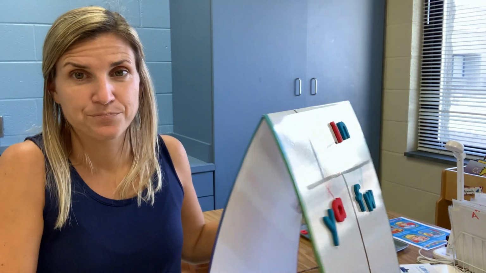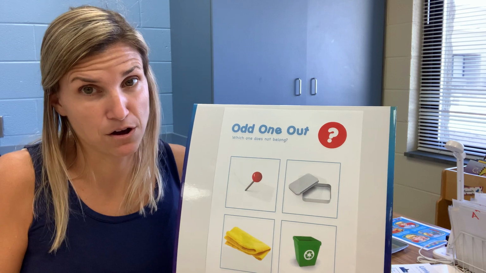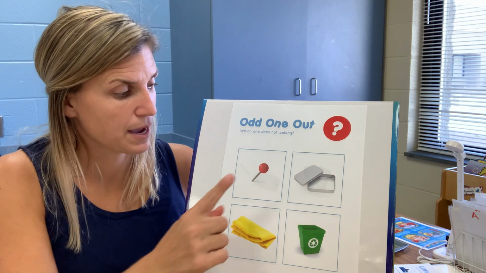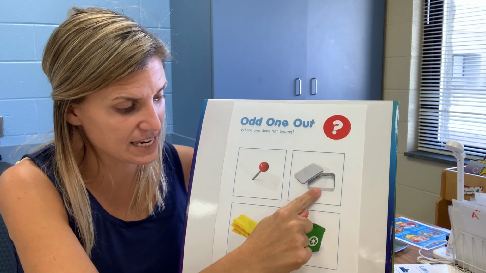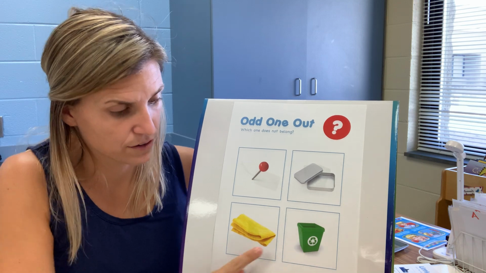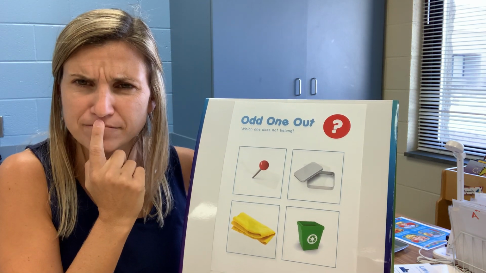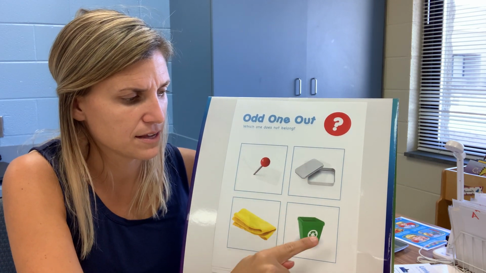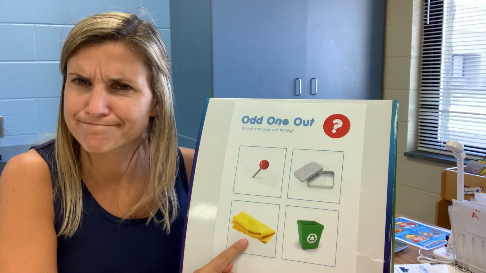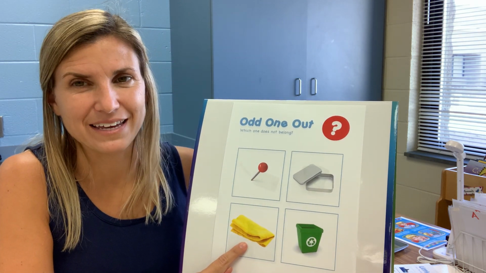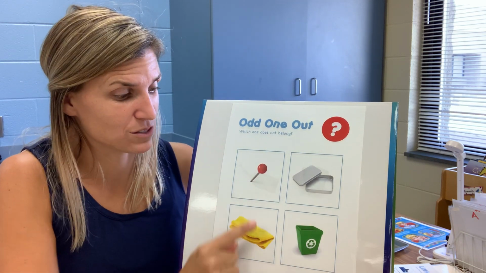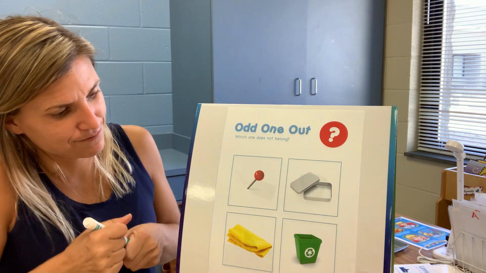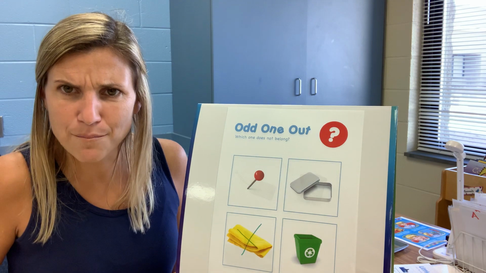Now let's take a peek. One of these does not belong. Let's listen for the rhyming words. We have a picture of a pin, tin, bin, rag. Which one does not belong? Pin, tin, bin, rag. Rag does not sound like it is rhyming with the rest of these words. So this one does not belong. So I am going to write my X because it does not belong.